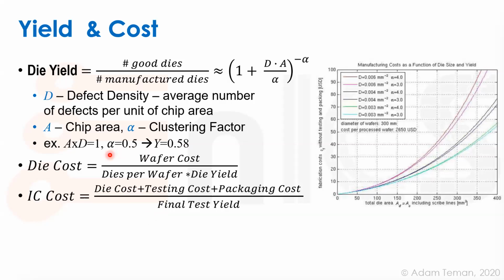So the model that we developed in our undergrad course is that the die cost is basically the wafer cost divided by the die per wafer times the die yield, and the IC cost is the die cost plus the testing cost plus the packaging cost divided by the final test yield. So this die yield would be the wafer sort yield. So anything you can throw away at the wafer sort will affect the die cost.